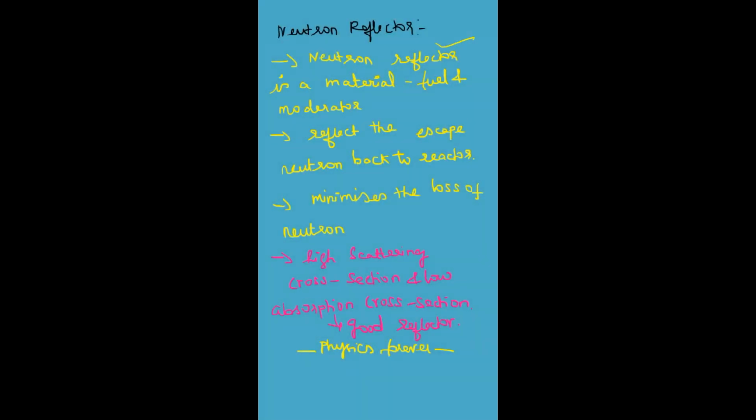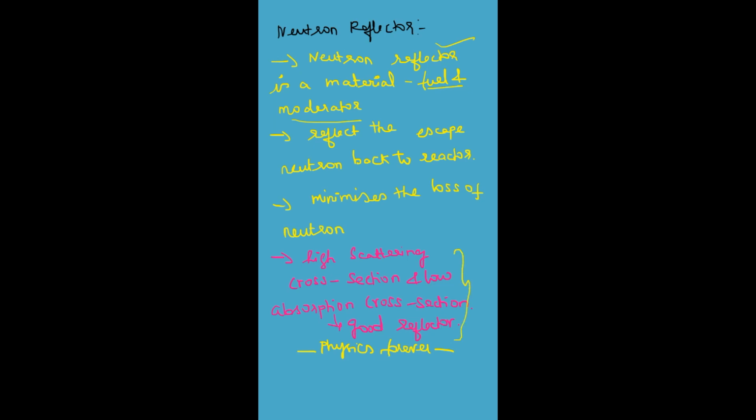This is the third main component, neutron reflector. So a neutron reflector is a material which is surrounded by fuel and moderator. So fuel and moderator were already discussed in the previous classes. So a neutron reflector is a material in between, or it should be surrounded by fuel and moderator. So the neutron reflector's value is that it reflects the escaped neutron back into the reactor. அப்படி பண்ணும்போது it minimizes the loss of the neutron. So this is the most important point.